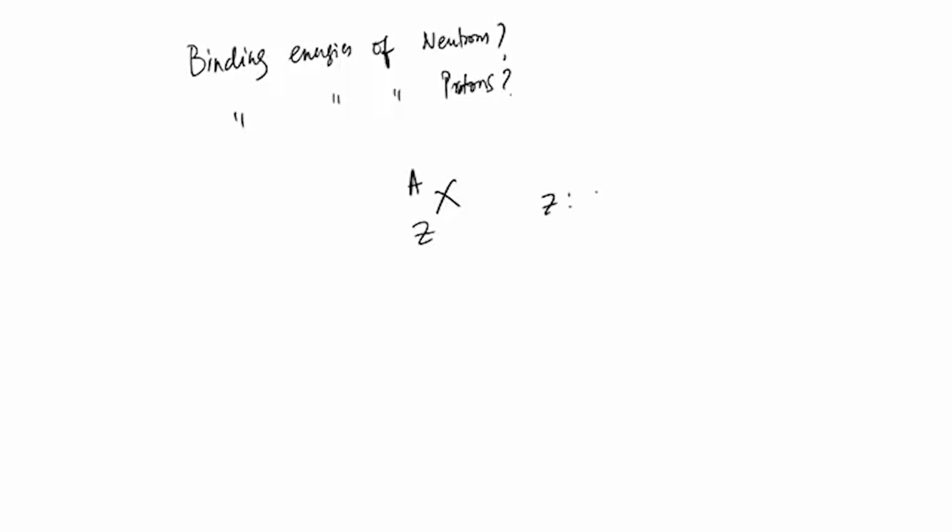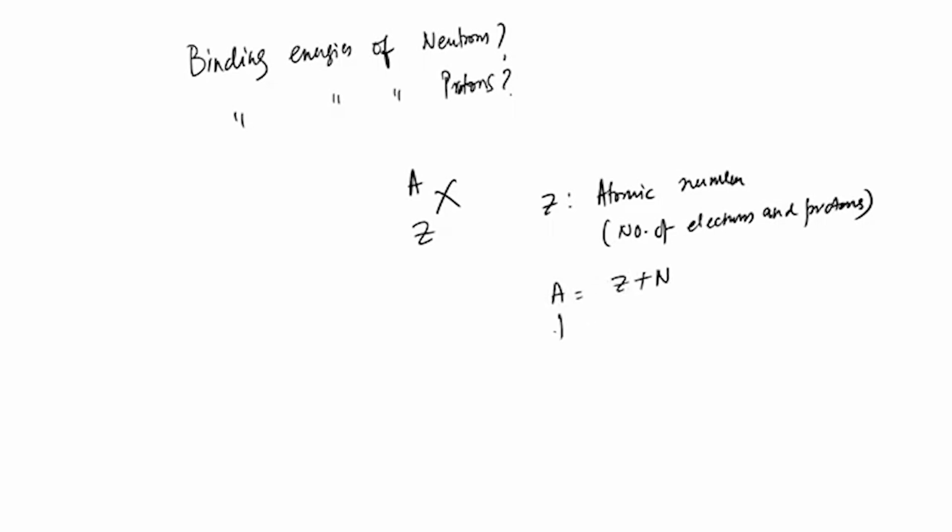And the nucleus consists of neutrons and protons, and for an atom written as ZXA, Z is called the atomic number, and this atomic number means the number of either electrons or protons, and A is the mass number which is equal to Z plus N. A is called the mass number, and N is the number of neutrons.